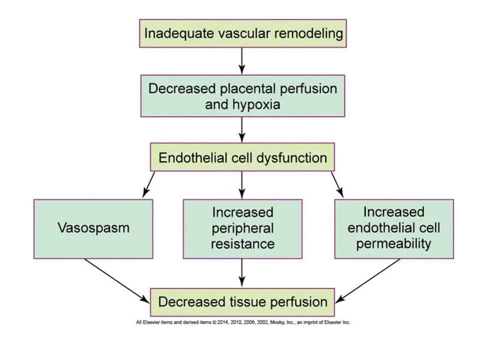In this slide, you see a diagram of what happens with preeclampsia. You have inadequate vascular remodeling, which leads to decreased placental perfusion and hypoxia, which leads to endothelial cell dysfunction. This can lead to 3 different issues: vasospasm, increased peripheral resistance, and increased endothelial cell permeability. All of these lead to decreased tissue perfusion.